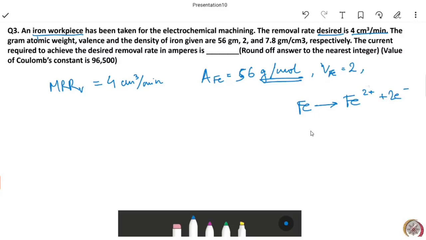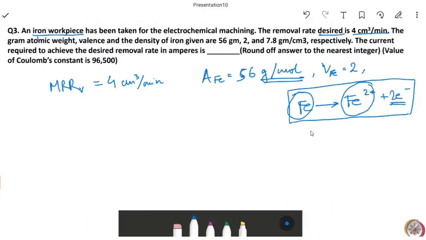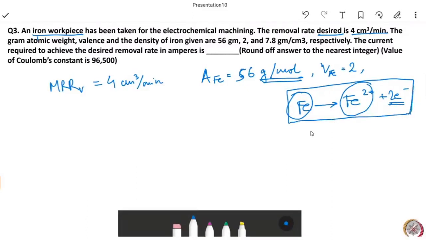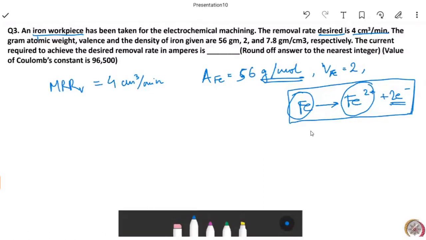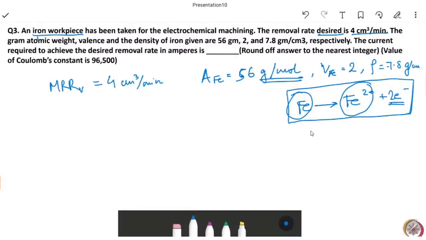So for one atom of iron to get dissolved into the electrolyte to form one bivalent iron, Fe2 plus ion, ferrous ion, two electrons are getting liberated. So that is the meaning of this valency. And as you can see, this is an important factor to be considered while modeling the MRR. And then you have density 7.8 gram per centimeter cube.